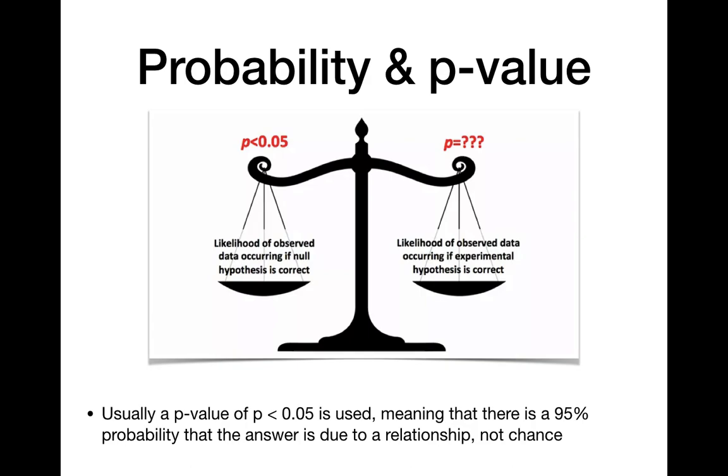Okay, if the experimental hypothesis is correct, what is that p-value? It's going to be 95%, right? So if the p-value is less than 0.05, that's what we're going to use in science. That means there's a 95% probability that the relationship you're finding is due to a real relationship and not chance, not just normal variation in that particular sample set.